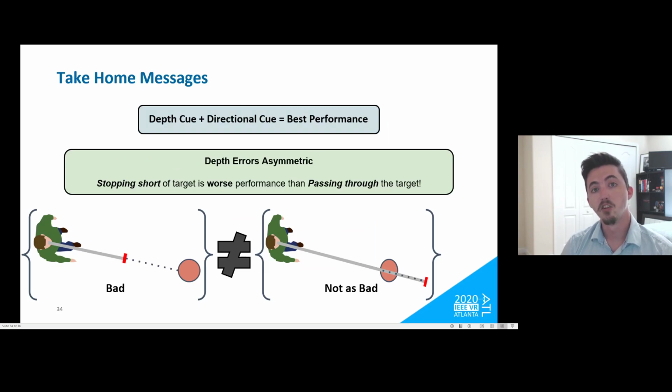So our take-home messages from these 2 studies are that the visualization modes that combined both depth cues and directional cues offer the best user performance in shared gaze scenarios. Also, an interesting takeaway is that our depth errors were asymmetric, and that stopping short of the target offers worse performance than if you had passed too far through the target.